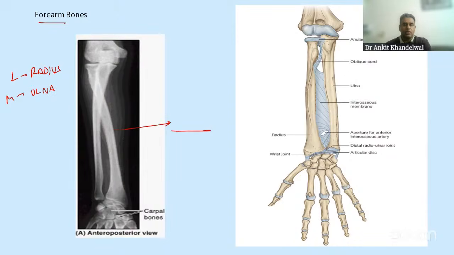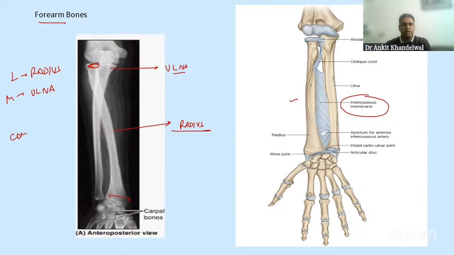Looking at the lower end, you can see it's wide. At the upper end, you can see a circular head structure. This is the radius. Yes or no? The other one with a big upper end is the ulna. Remember, you can also see in this image, between these two we have the interosseous membrane. So in the forearm we have these two bones, radius and ulna, and therefore two compartments. One compartment lies in front, that is the anterior compartment.